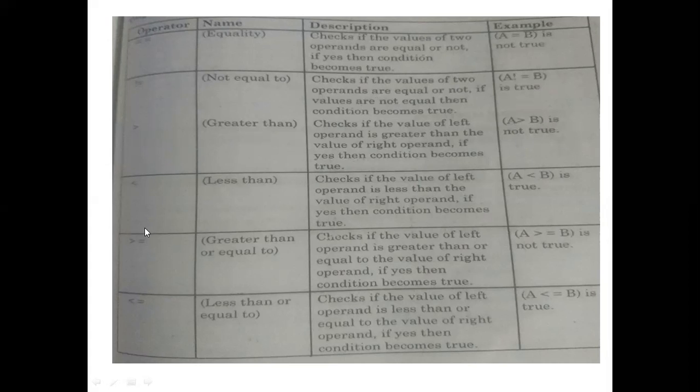So this is less than, likewise less than equal to, greater than equal to. These are the relational operators. So a is greater than or equal to b is not true because in greater than or equal to, if either of the conditions is true, it will return true. But if neither of the conditions is satisfied, then it will return not true.